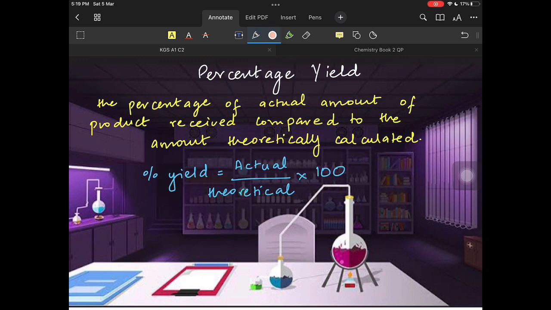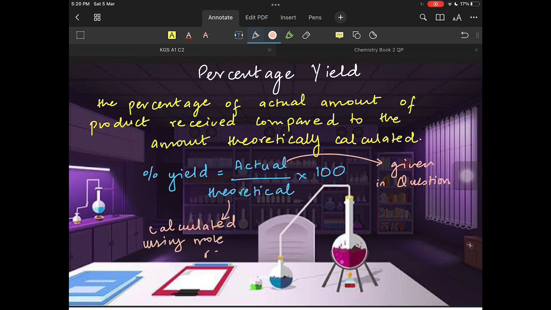Obviously, the actual is always going to be lesser than the theoretical one. The actual amount cannot be guessed, you can't know it. So the examiner gives it to you in the question, while the theoretical yield is something that you can work out. You can find it using your own ratios, using your own molar calculations, so calculated using molar ratios or obviously your formula.